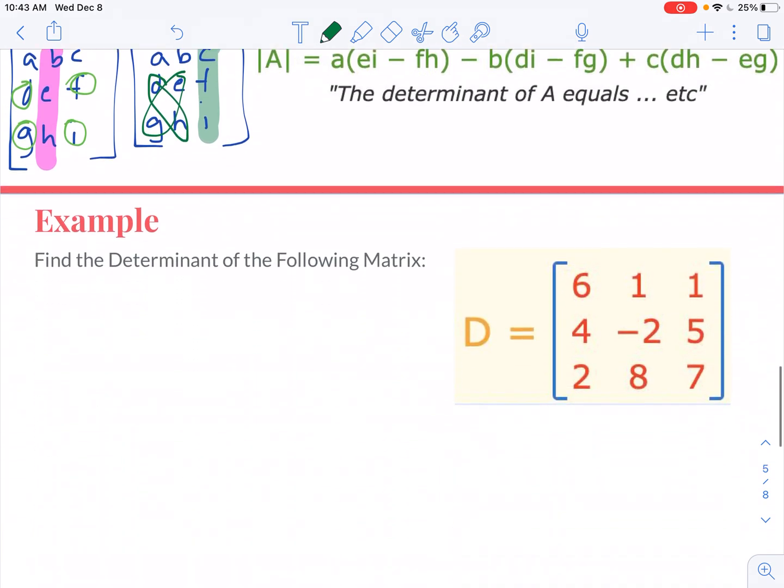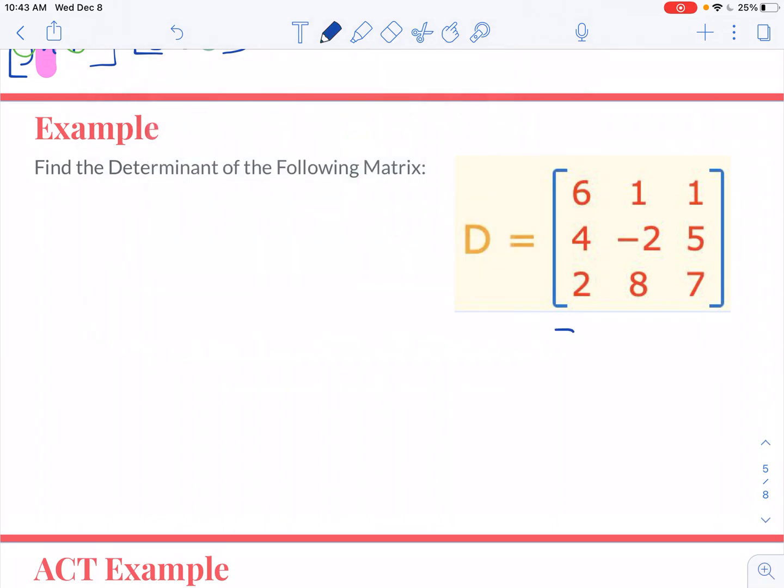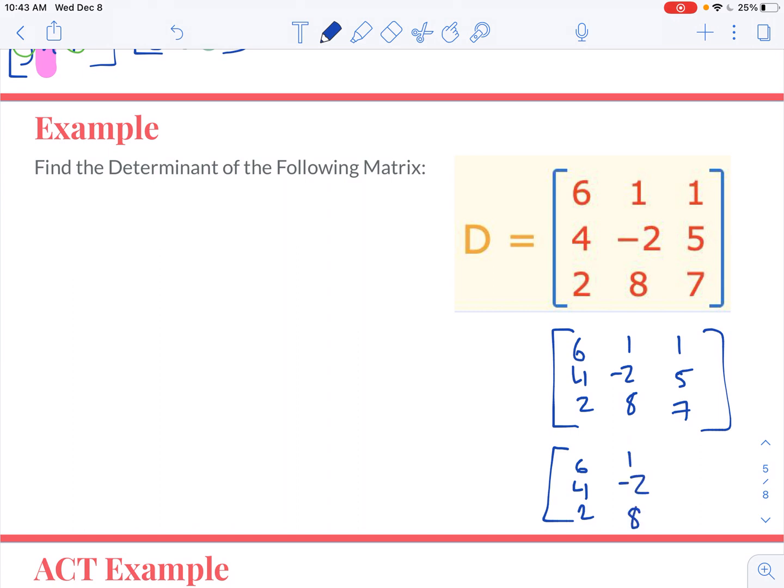All right, so we're going to find the determinant of the following matrix. Before we find the determinant of this matrix, I'm going to write it 2 more times. So that way, again, we can work on that skill of cover and use the leftover matrix for your determinant. All right, so we're going to go ahead. I'm going to cover up this first row. My top number is 6.